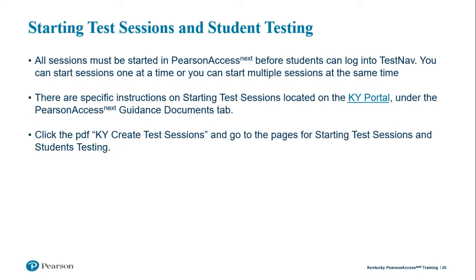So now you've created your test session, you've prepared it, you've printed your student test tickets, you have all your seal codes and everything all together. So now you need to start the session in order for students to log in. To do that, you can start one session at a time, or you can start multiple sessions at the same time. Again, if you go back to the Kentucky portal, under the Pearson Access Next Guidance tab, you will find specific instructions on exactly how to do that.